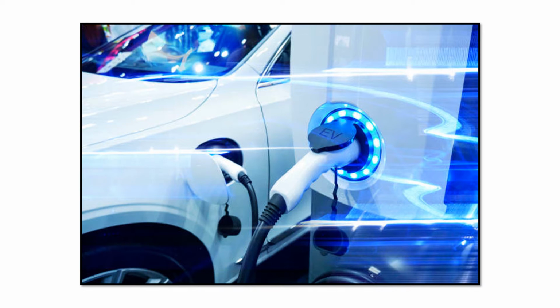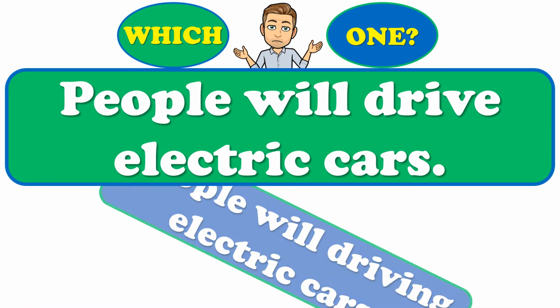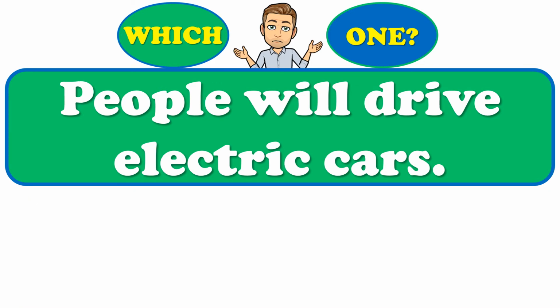First, we're going to talk about electric cars. So which one of these sentences do you think is right? The green one or the blue one? Read carefully and tell me which one, green or blue. For this one, the correct one is the green one. We don't need ing on the verb, just people will drive electric cars.